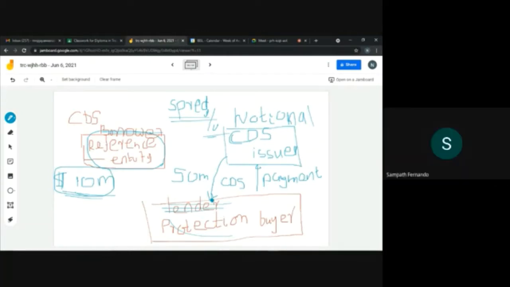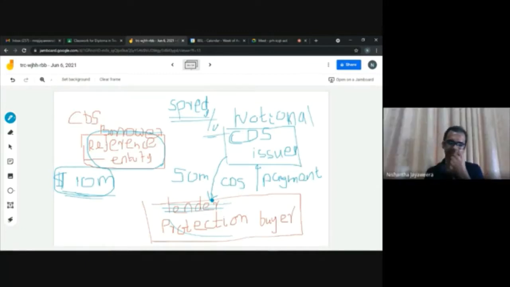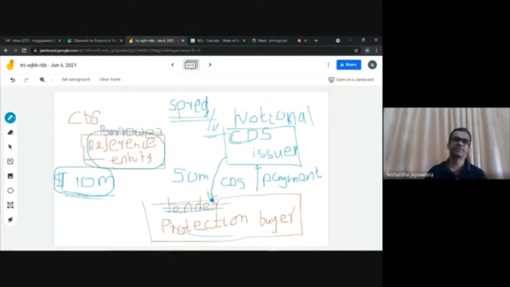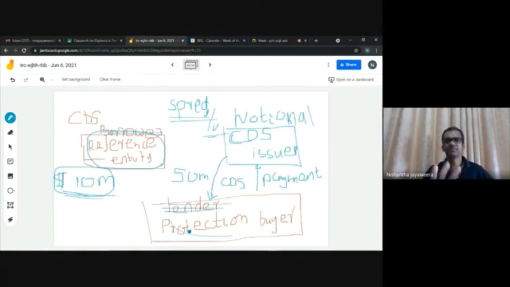So are these credit ratings done by themselves or by some other party? Credit ratings are done by rating agencies. This has nothing to do with credit rating agencies. CDS issuers do their own evaluation of the reference entity, and based on that only they decide the spread. Okay, sir.